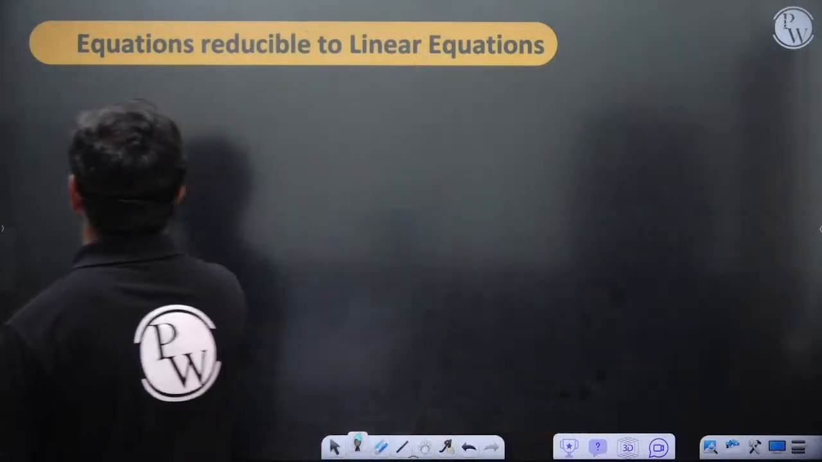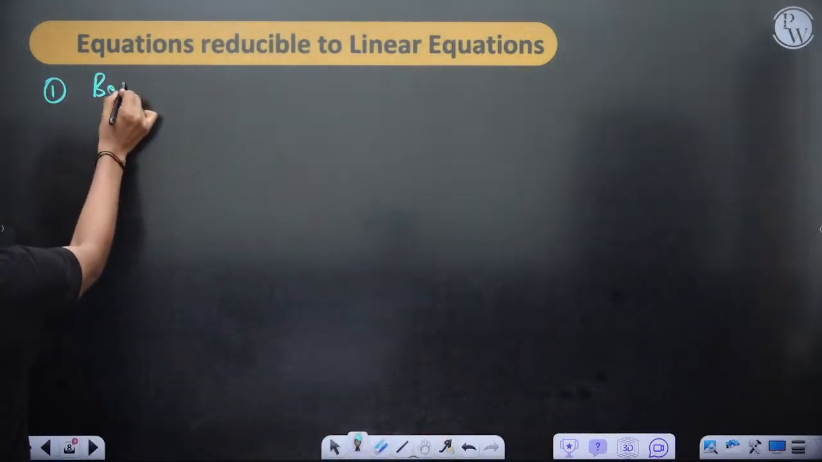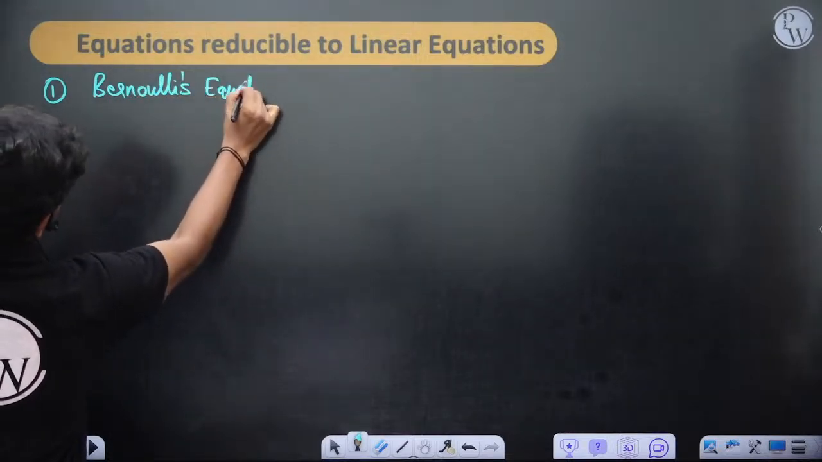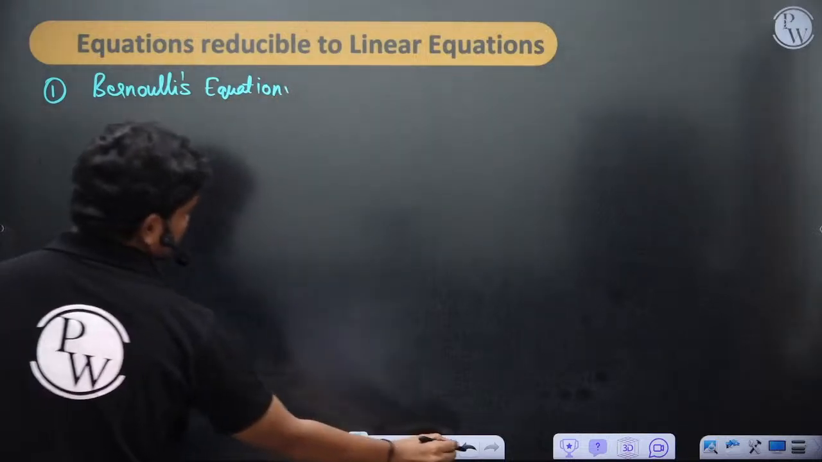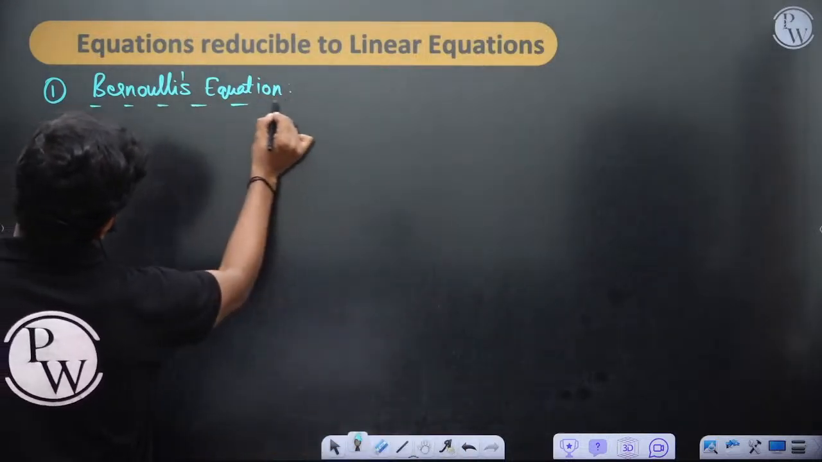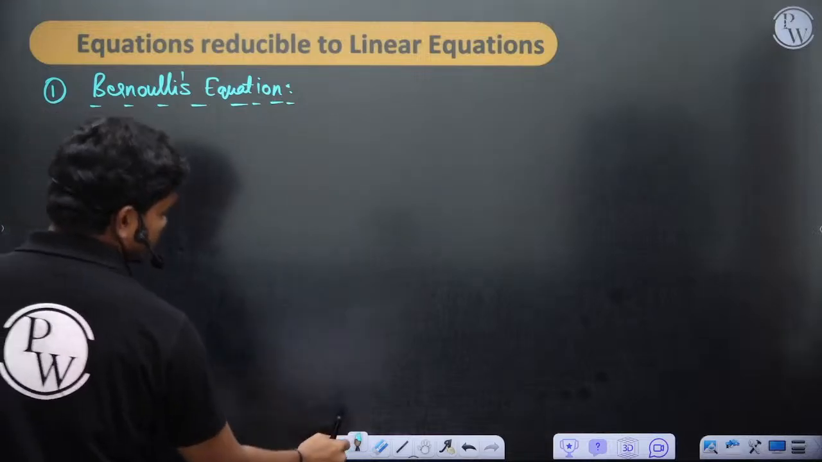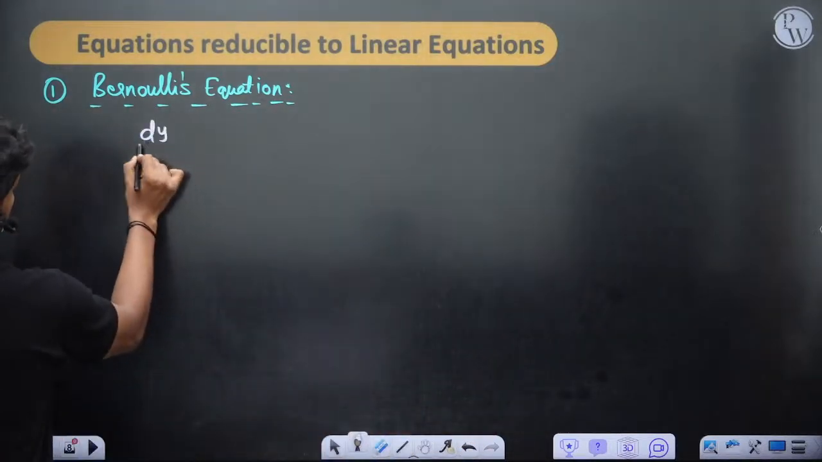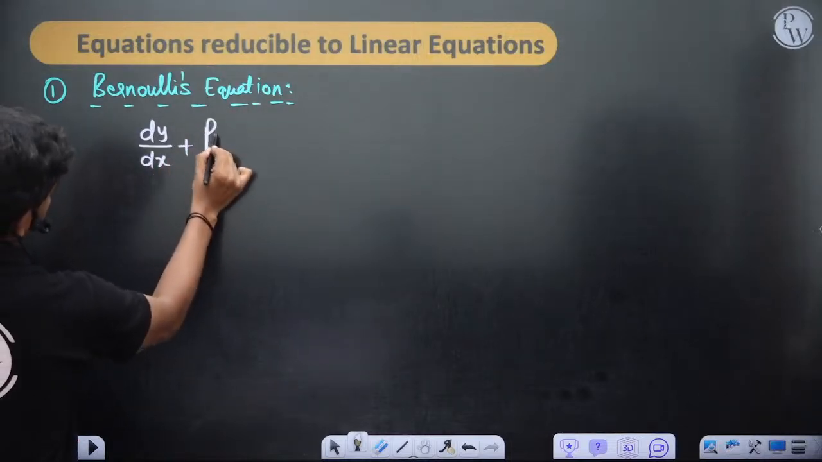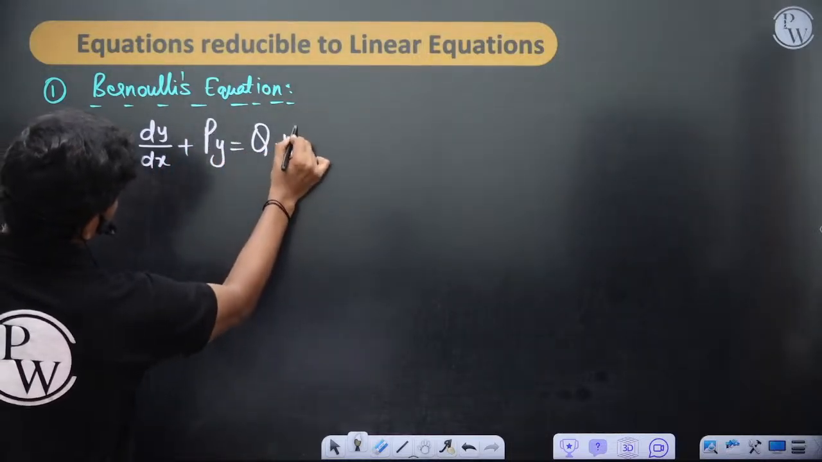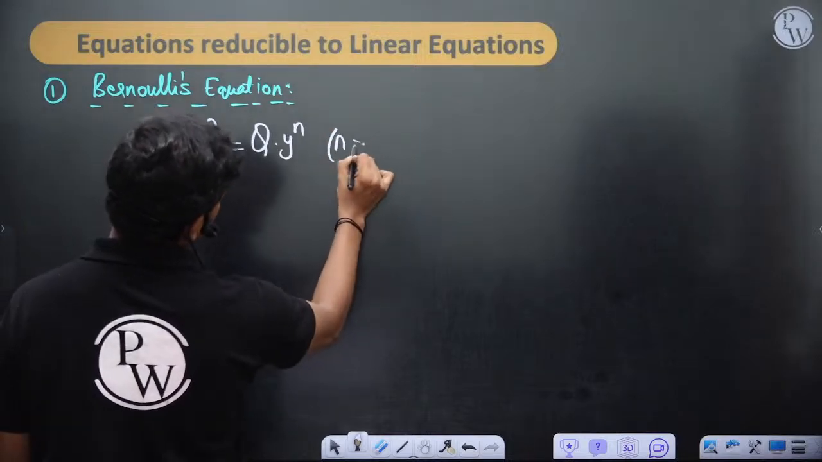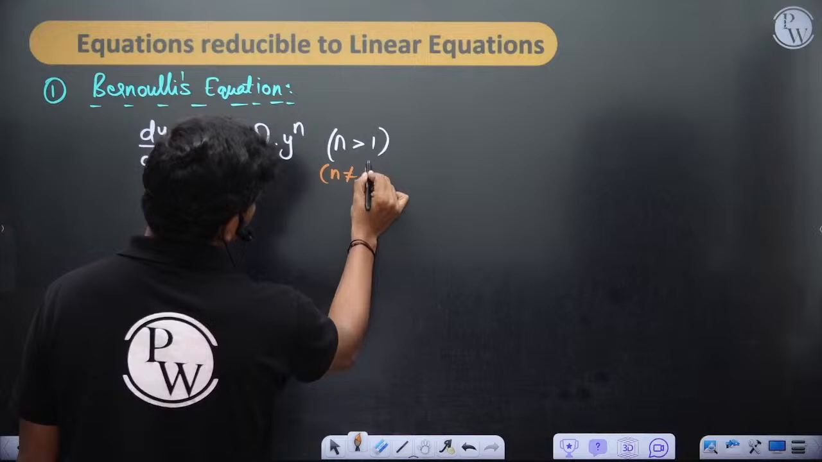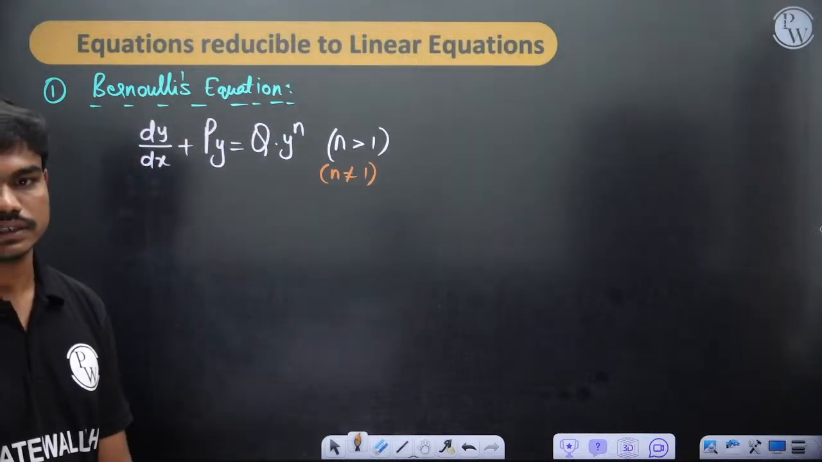So the first thing is Bernoulli's equation. This is not the one you generally see in fluid mechanics. It is something different. dy by dx plus p times y is equal to q times y power n, where n is not equal to 1 here.